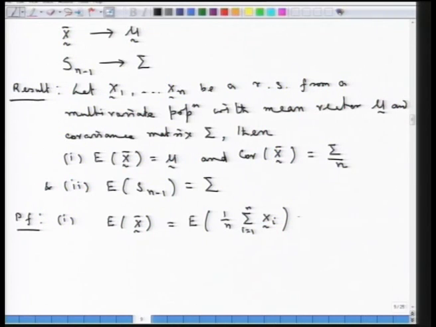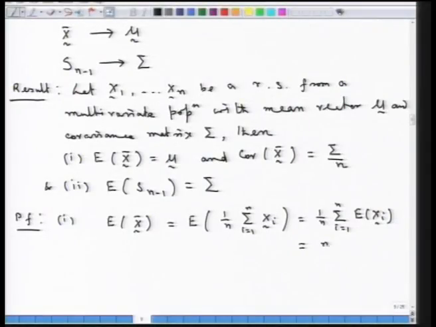Now, when we look at expectation of this, its expectation operator comes inside, and what we have is i equal to 1 to n expectation of these xi components, and x1, x2, xn are a random sample from the same multivariate population, each having identical mean mu, and hence expectation of each of these xi's will be equal to mu. So, what we will have is n times mu, divided by n, and hence that is equal to mu. So, we have this first component of this result.